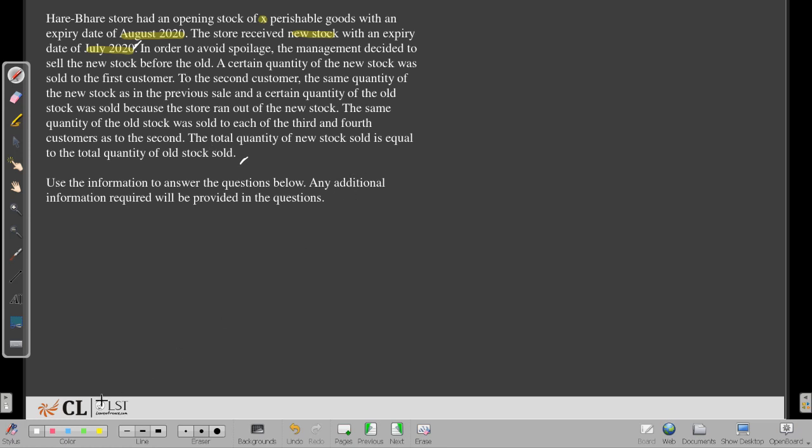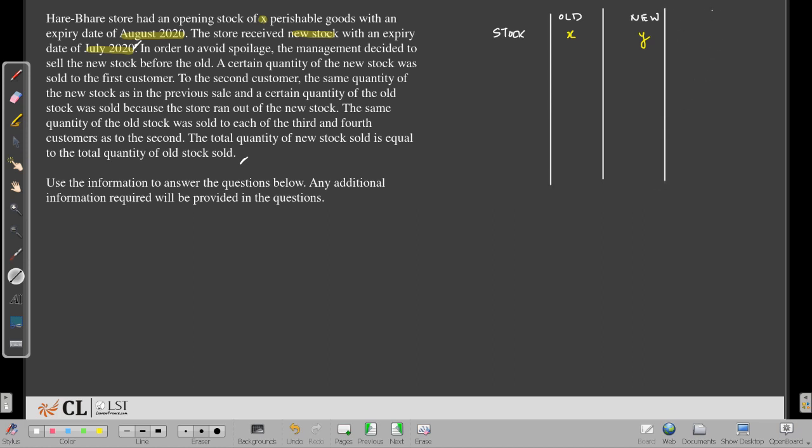So in this case, I'm going to capture the information by saying that we have got this old stock, and we have got a new stock. We have the old stock equal to X, and the new stock, we don't know the quantity. We are now forced to add a new variable. So this is what I will capture.